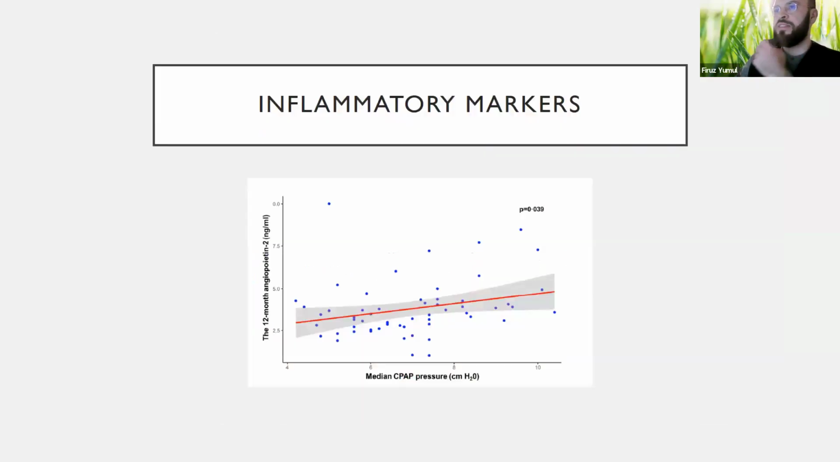And here is a linear regression of what I kind of explained before, where the higher the median CPAP pressures go, there seems to be an increase in the angiopoietin-2 levels with a significant p-value.